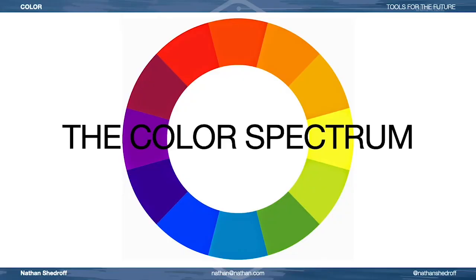This is how most of us are taught to think about colors when we're children. It's not inaccurate, but it's pretty incomplete. It's also not very precise. For example, when we say color in this context, we usually mean hue or chroma, but we'll get to that in a little bit.